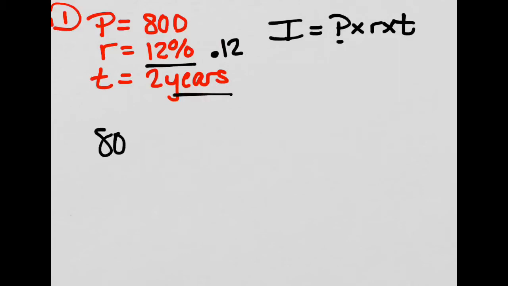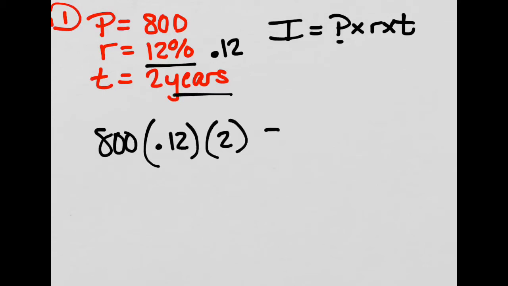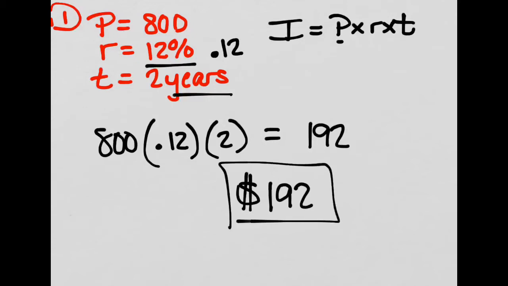So we're going to say 800 times 0.12 times 2, and that's going to give us our interest, and that's all we're asking for right now. If I multiply these together, I get 192, and we're working with money. Every one of these is going to be money, so we need to label it with a $ sign. So I would pay $192 just in interest if I borrowed $800 at 12%.